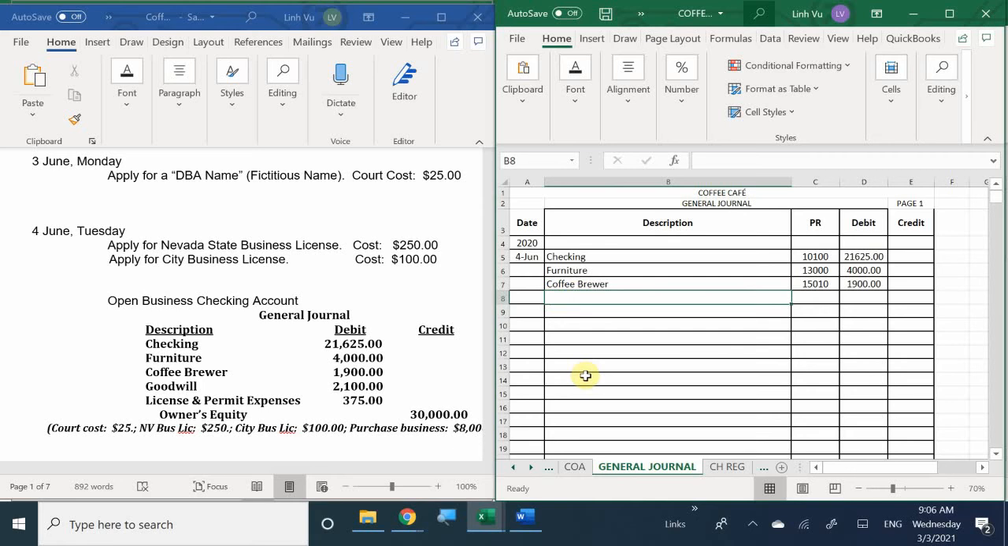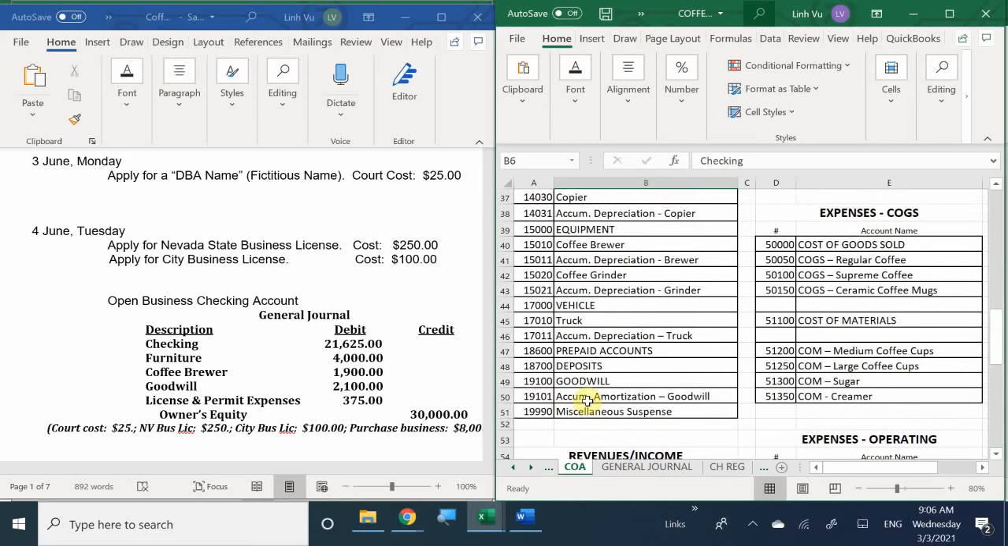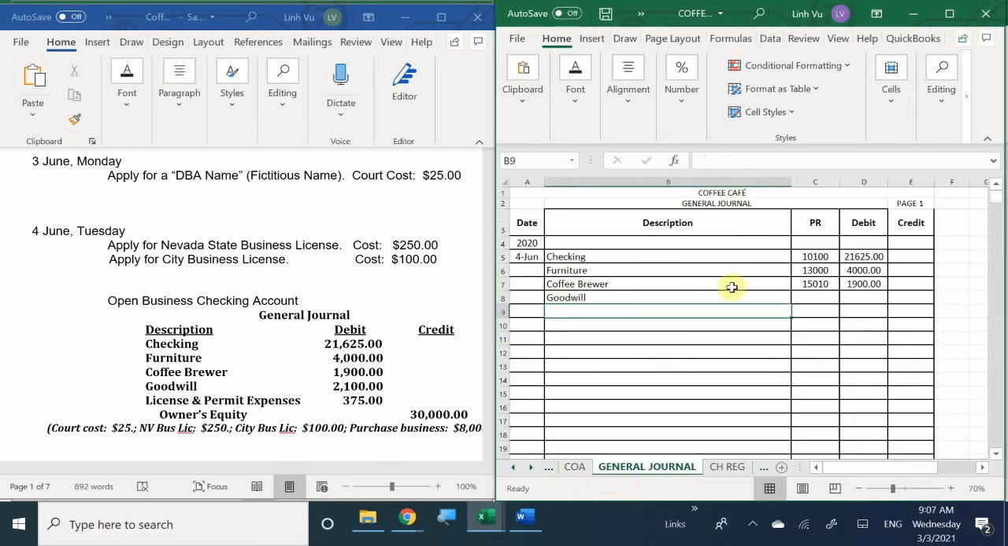And then how much was my goodwill for? So again, the goodwill was the business name. Okay, so let me go ahead and look on my chart of accounts. What is my goodwill in here? 19100. 19100. Okay. And how much is my goodwill? 2100. 2100. Okay.